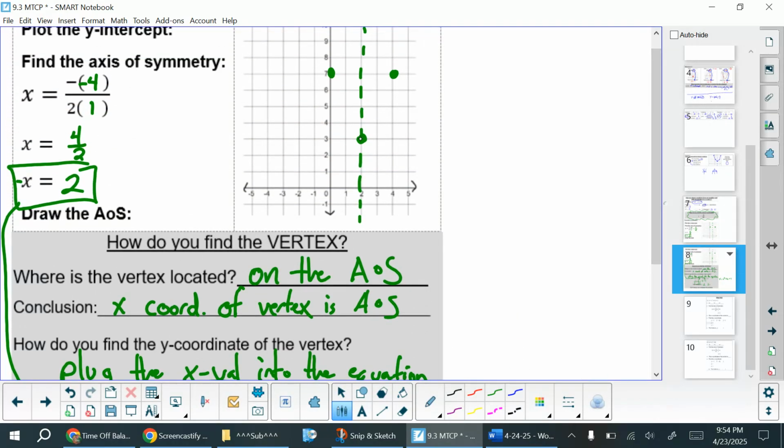Now we know we've got our vertex there, our points there, and we'll go ahead and draw our parabola. We already knew it was up, up, but this kind of confirms it. Once we've got those 3 points, it's definitely going to look like this. And we've got our parabola. We can see there's no x-intercepts this time, which is fine. And we've graphed it.